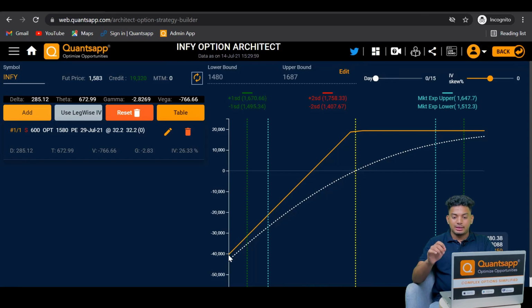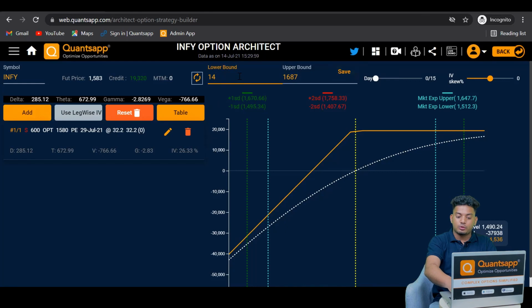Now in this scenario, if Infosys keeps on going on the downside, my loss will keep on increasing. So in the same scenario, if Infosys reaches the 1480 level on the expiry date, we are going to make a loss of 40,450 rupees. Similarly, let's say there is no bounce in Infosys at a particular point, right?